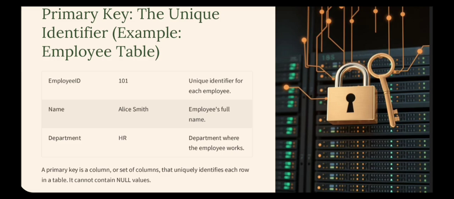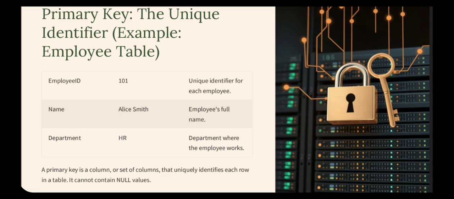Primary key is one of the DBMS keys which is the unique identifier, which means that in primary key we cannot have multiple values which have the same data. Like for example, we can say an employee's ID. In our today's example, it is similarly mentioned here, that is here employee ID is 101, which is the unique identifier. Name Alice Smith, where it can be similar but not in every case.